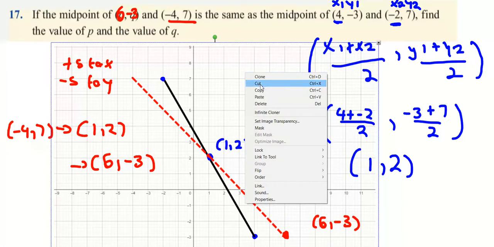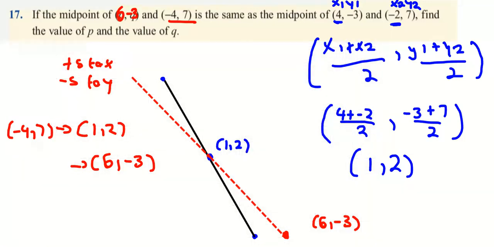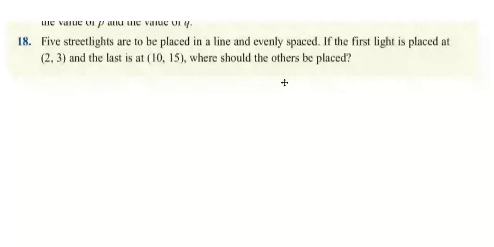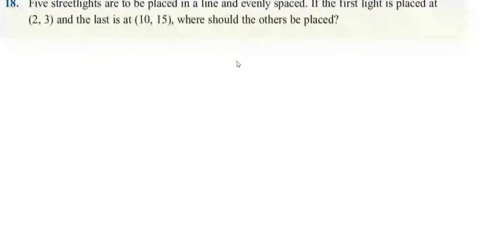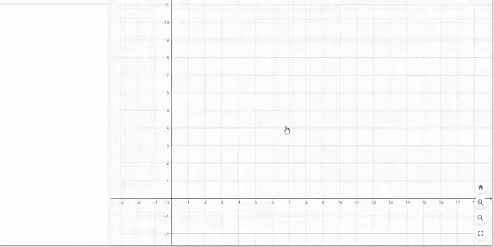Now, ready to move on? Okay. Question A. I think this is the same type of question, isn't it? Oh, not really. This one, I need to go from 0, 0 to 10, 15. Okay, so give me a second. This is going to be difficult to organize.